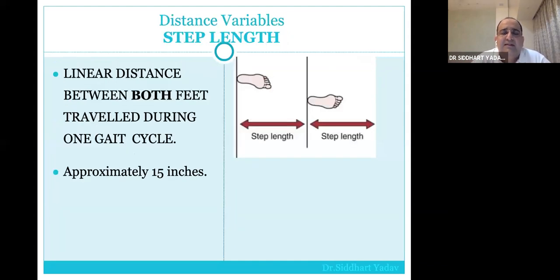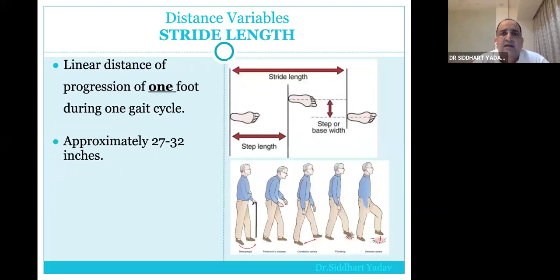Second is the step length. It is the linear distance between both feet traveled during one gait cycle, between left and right. It is approximately 15 inches. Now, what is the stride length? Stride length is the linear distance of progression of one foot during one gait cycle, meaning between left to left foot or right to right foot. Approximately it is 27 to 32 inches. Clinically, these are important when we later see what is abnormal gait and what is normal gait. These variables, step length and stride, they change.